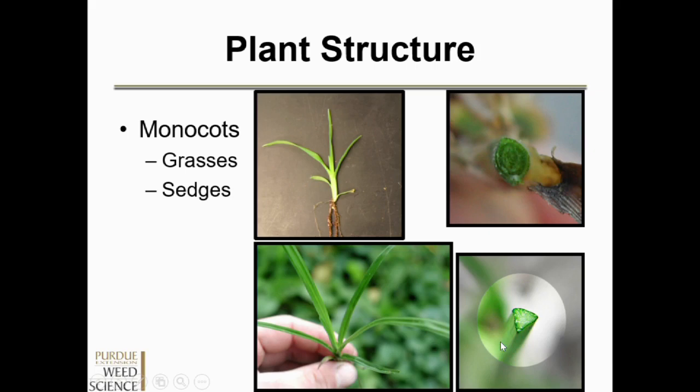So the bottom right of the screen here, if we cut that plant right there, a cross section on the stem, it gives us a triangle look, and this is a sedge. So these can look very similar, grasses and sedges, to the untrained eye, but it's really this cross section of the stem that can help us identify between a grass and a sedge.